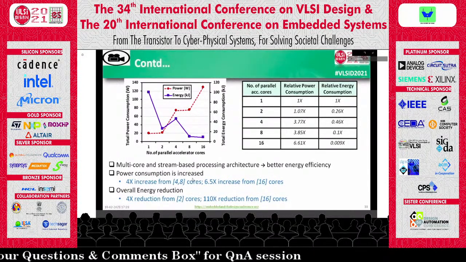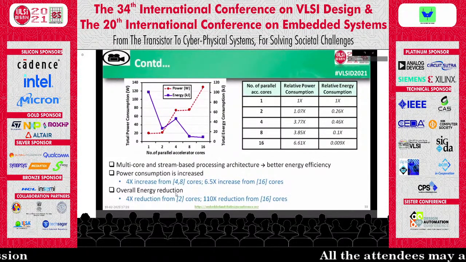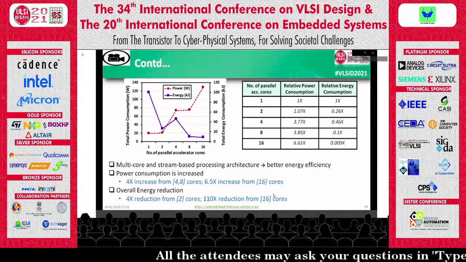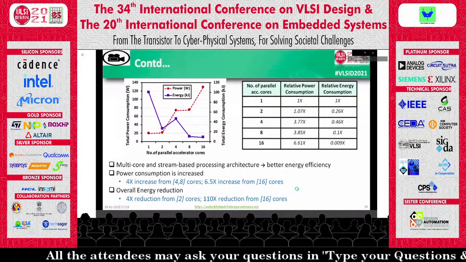Power consumption is increased 4 times from 4 to 8 cores, and 6.5 times for 16 cores. Overall energy reduction is there: 4 times reduction from 2 cores, and 110 times reduction from 16 cores.